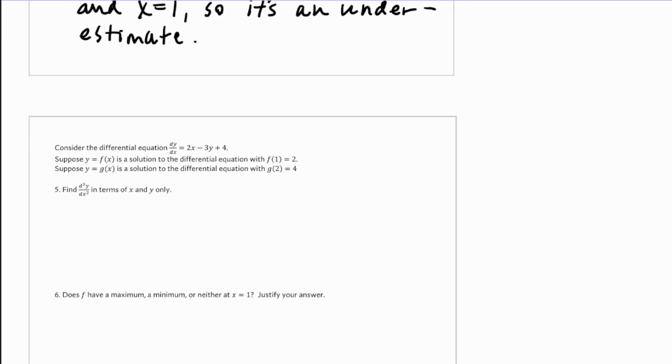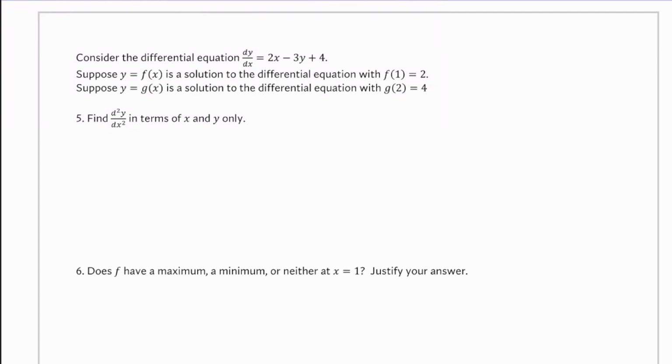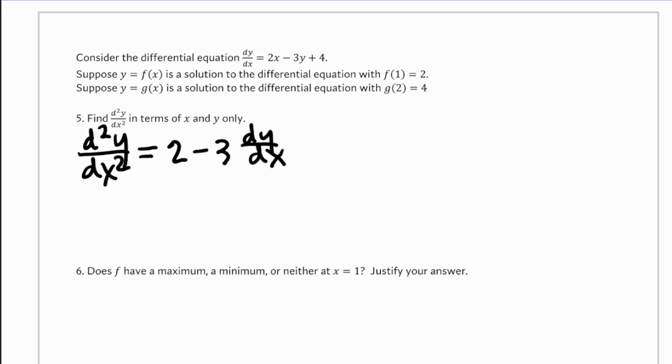All right. Now on the back, they start you off with a differential equation, and there's going to be 2 different solution curves. So we're going to start off by finding the second derivative. We're just going to take the derivative of both sides of that equation they gave us, and we'll take the derivative of 2x, the derivative of negative 3y, and the derivative of 4 is going to be 0. But it says in terms of x and y only again, just like the ones on the other quiz. So we're just going to substitute for dy/dx with 2x minus 3y plus 4.